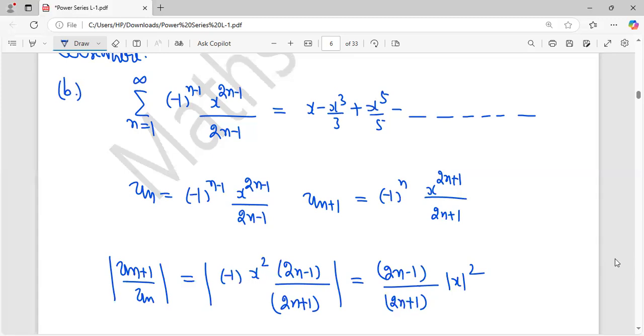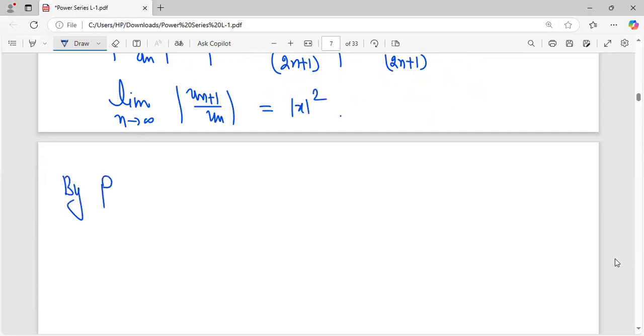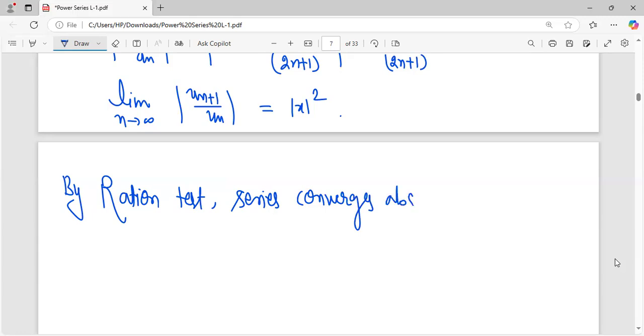Okay, so what is the limit as n tends to infinity of un plus 1 upon un? This is nothing but mod x square. By ratio test, the series converges absolutely if x square is less than 1. It means mod x is less than 1.